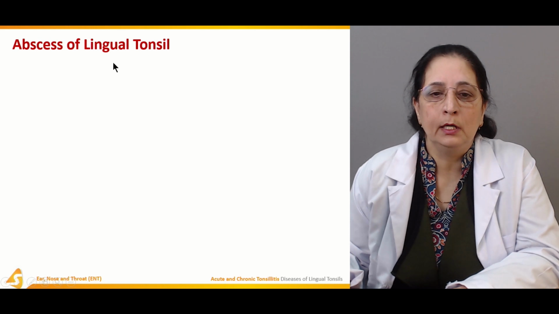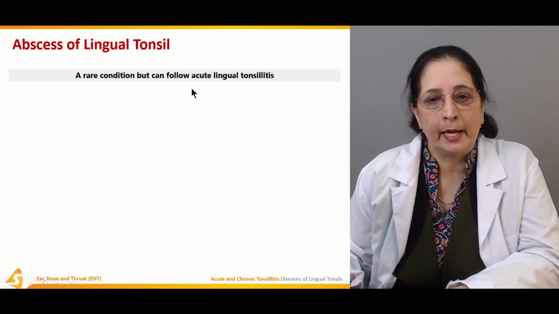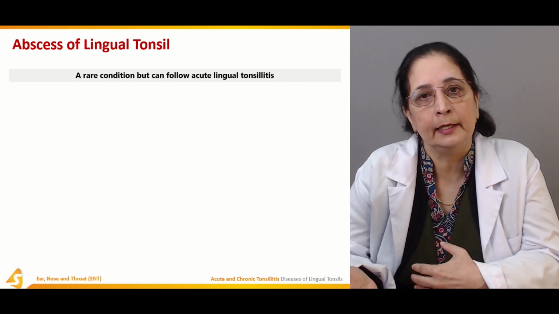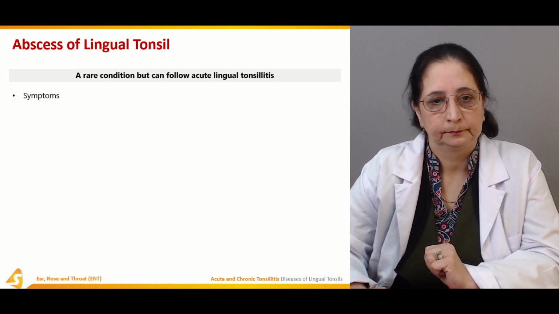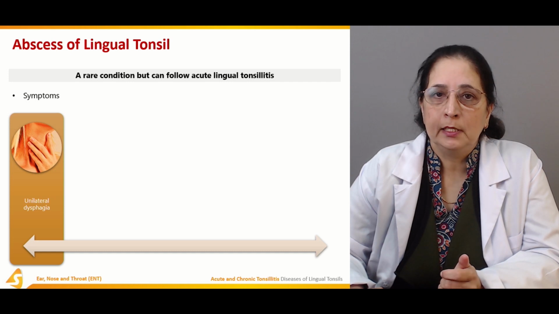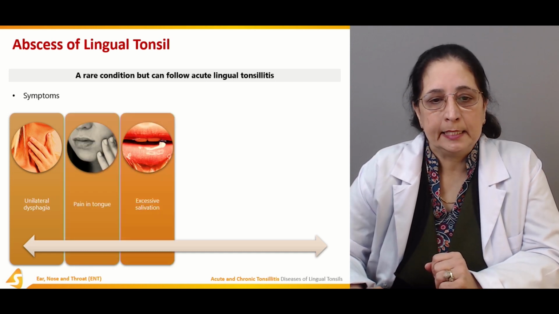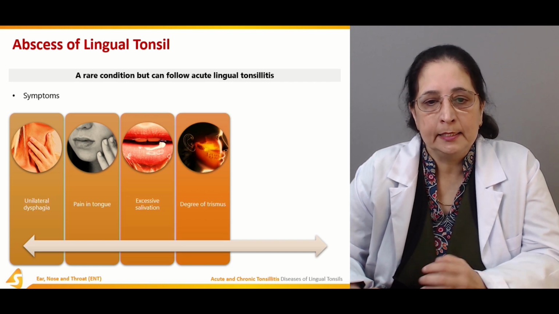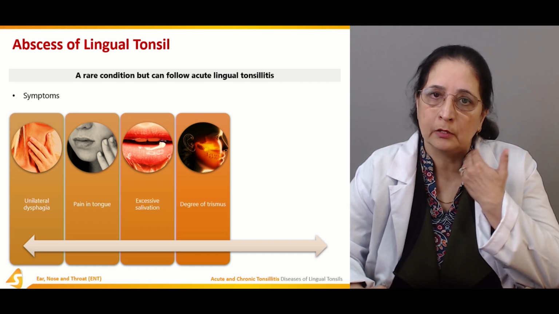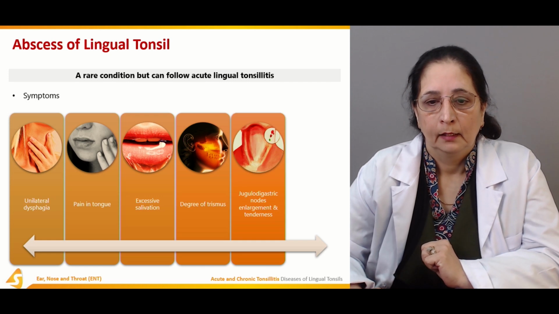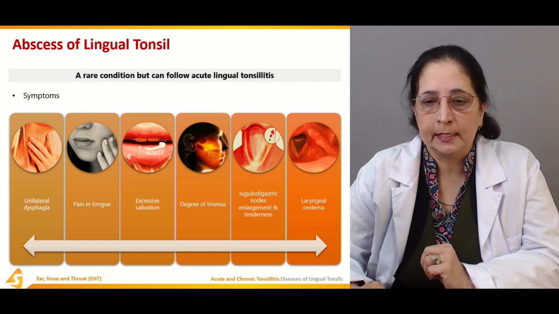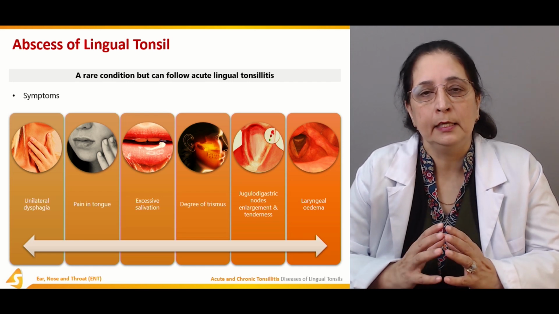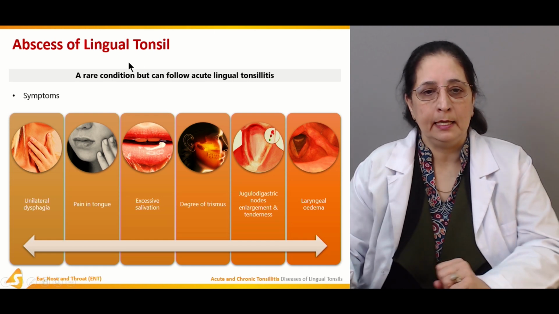Next, abscess of lingual tonsil, a rare condition but can follow acute lingual tonsillitis. So after the lingual tonsillitis, there is formation of abscess that leads to abscess of lingual tonsil. Symptoms are unilateral dysphagia, pain in tongue, excessive salivation, drooling from the mouth, and then there is a degree of trismus or lockjaw because of the pain in this whole area. Jugulodigastric node enlargement and tenderness, and there is also laryngeal edema that affects the speech. So these are the symptoms of the patient with the abscess in the lingual tonsil.